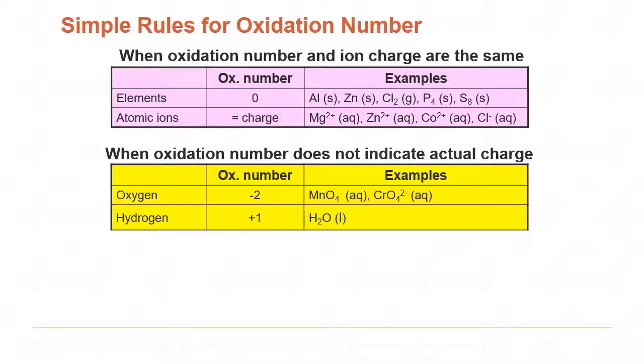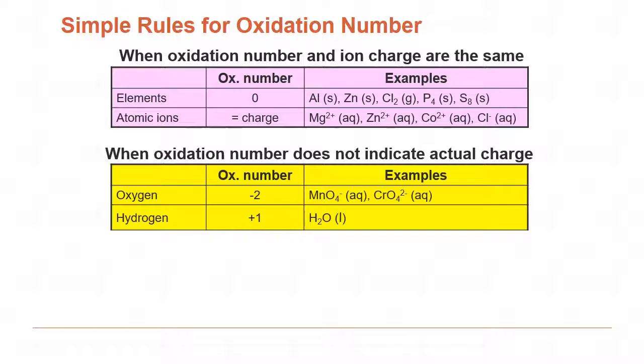Now, one of these is oxygen. Whenever we encounter it in general chemistry, we'll say the oxidation number of oxygen is going to be a -2. An example is in the permanganate ion, MnO4-. We'll assign oxidation number -2 in that species. Same in chromate, CrO4 2-. Hydrogen, whenever we encounter it, we'll give it an oxidation number of +1, like in water.